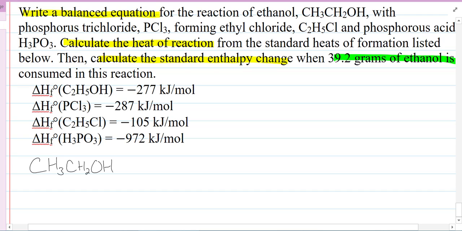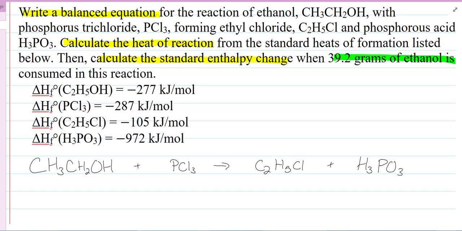CH3CH2OH plus PCl3 going to C2H5Cl plus H3PO3. All right, balancing. I would need a 3 for chlorine here, and a 3 here, and I think that's balanced. I have 6 carbons, 3, 5, 15, 3, 1, 1, 3, yep, that's balanced.